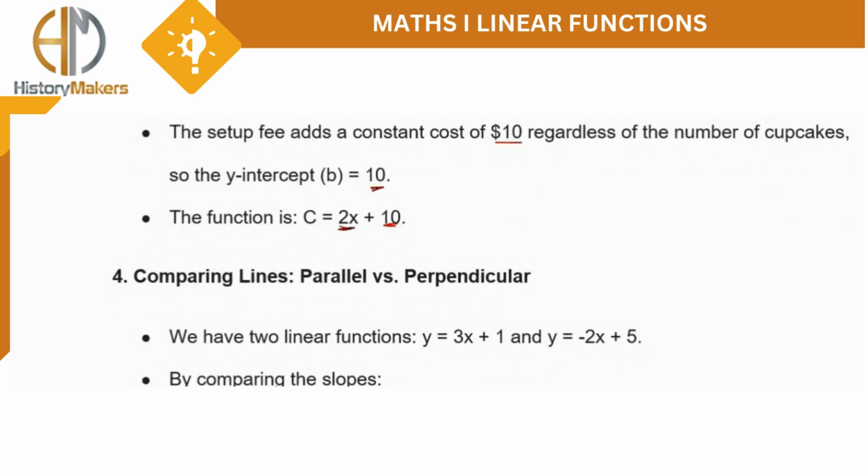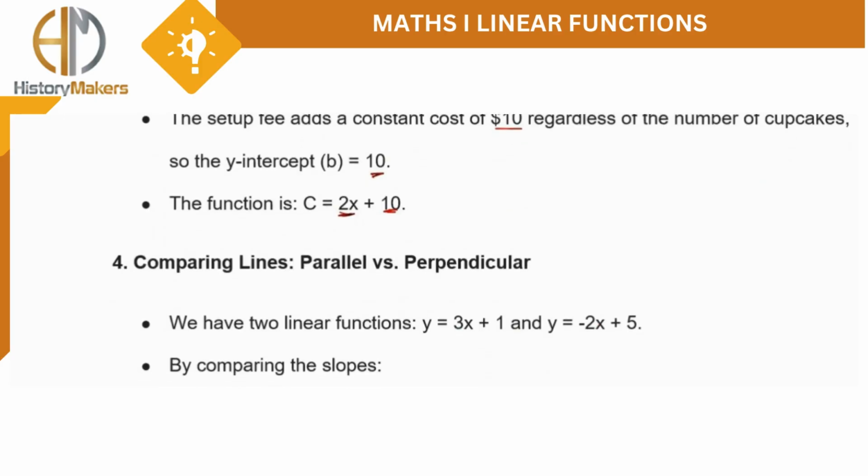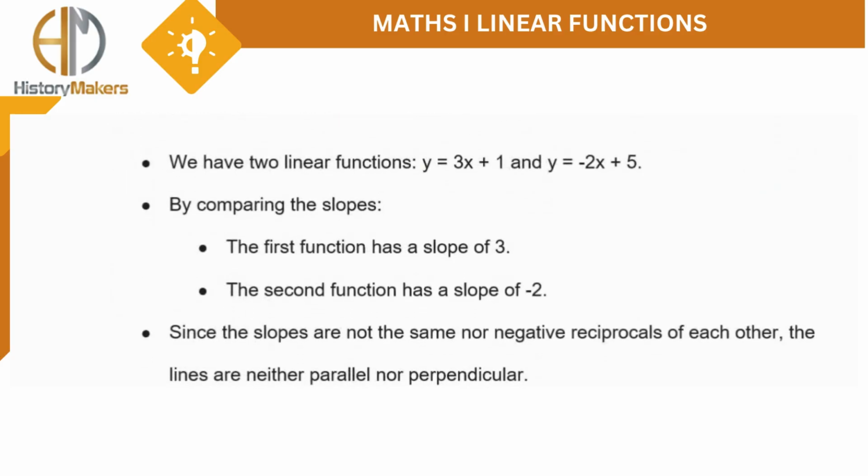Comparing lines, parallel versus perpendicular. We have two lines, y is equal to 3x plus 1 and y is equal to negative 2x plus 3. By comparing the slopes, the first function has a slope of 3, okay? The second function has a slope of negative 2, okay? Since the slopes are not the same nor negative reciprocals of each other, the lines are neither parallel nor perpendicular.